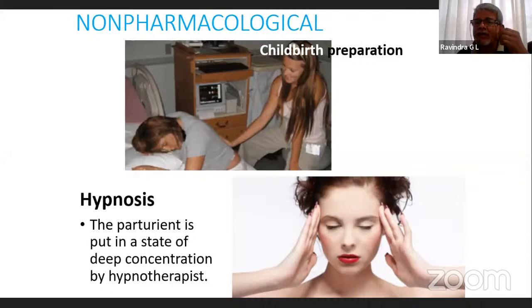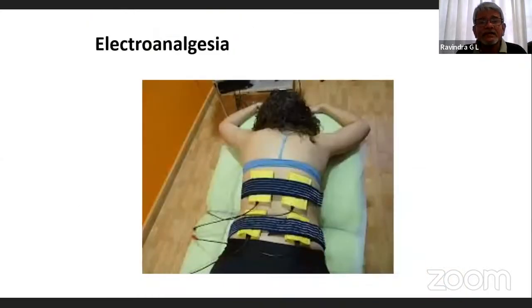Any technique for labor analgesia you use, be it an inhalational anesthetic, systemic analgesics, or regional anesthetics, whatever you use, if it is supported with childbirth preparation, probably the success rate and the maternal satisfaction would be excellent. The second technique is hypnosis. The parturient is put in a state of deep concentration by the hypnotherapist. The next one is electroanalgesia.